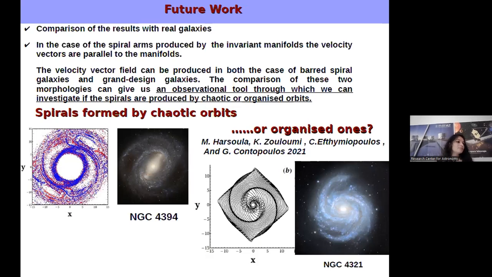This is something that can be a research item in the future, and something that also can be a useful tool for observational people who deal with observations to discriminate which case of galaxy you are researching. Is this galaxy constructed of manifolds, where the velocity vectors are parallel to the spiral arms, parallel to the manifolds, or a galaxy that is constructed of organized orbits, where the velocity vectors are perpendicular to these orbits? Okay, thank you.